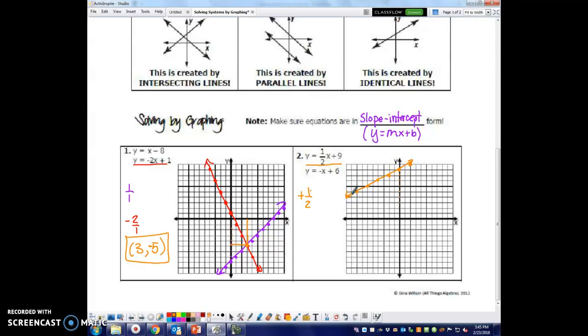The next one. Y equals negative x plus 6. Well, we start off with that plus 6. 1, 2, 3, 4, 5, 6. Okay, plus 6. Negative x is technically a negative 1 over 1. Okay, so as you read it like a book, it should be going down.